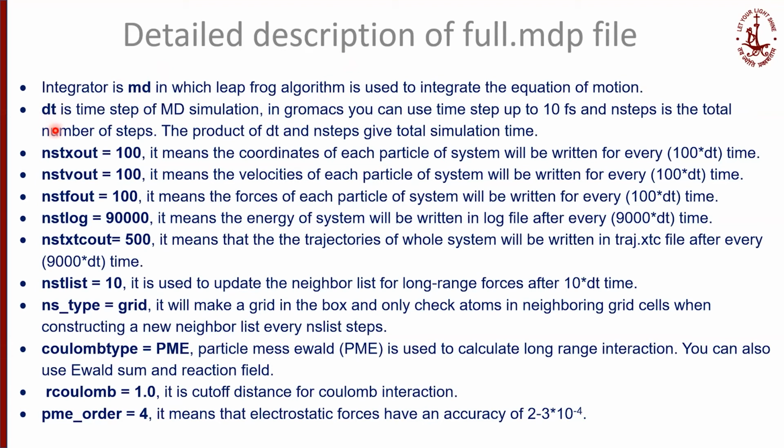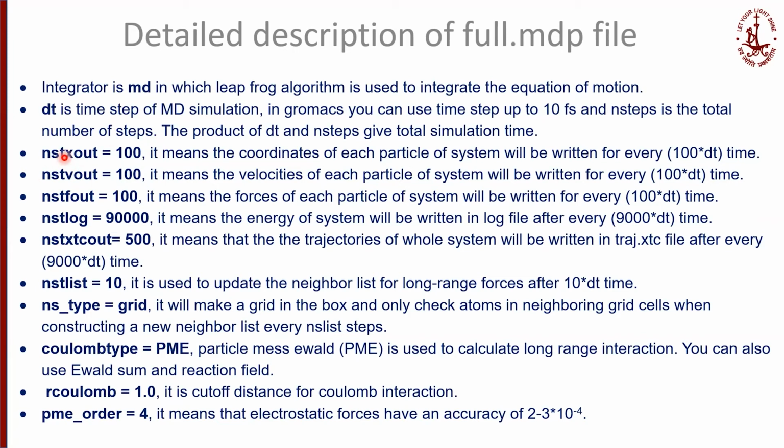The next line will be your dt. What is dt? It is the time step that is required for the MD simulation. You can use in GROMACS a time step up to 10 femtoseconds. After dt, you will have nsteps. That is the total number of steps you want to perform your simulation for. And if you multiply dt with nsteps, that will give you the total simulation time.